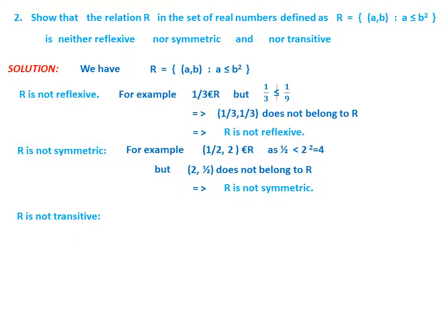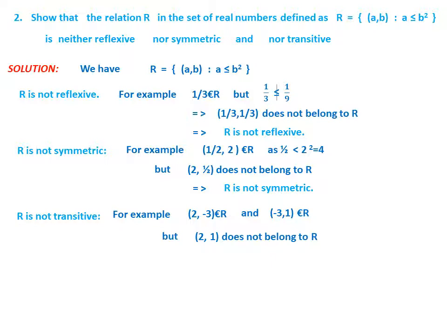Next, how to show that it is not transitive? So here also, of course, you have to think. For example, you can take (2, -3). You can check, (-3) square is 9. Therefore, definitely it is belonging to R. (-3, 1) also you can check. For example, -3 is less than 1 square. But now, (2, 1) does not belong to R.